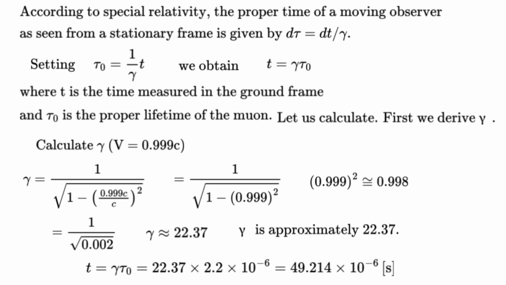According to special relativity, the proper time of a moving observer as seen from a stationary frame is given by d tau equals dt over gamma. Setting tau naught equals t over gamma, we obtain t equals gamma tau naught, where t is the time measured in the ground frame and tau naught is the proper lifetime of the muon. Let us calculate. First, we derive gamma. Gamma is approximately 22.37 and t is 49.214 times 10 to the minus 6.